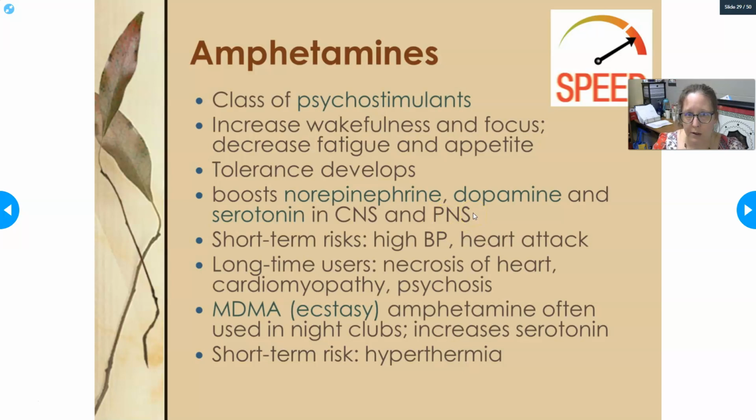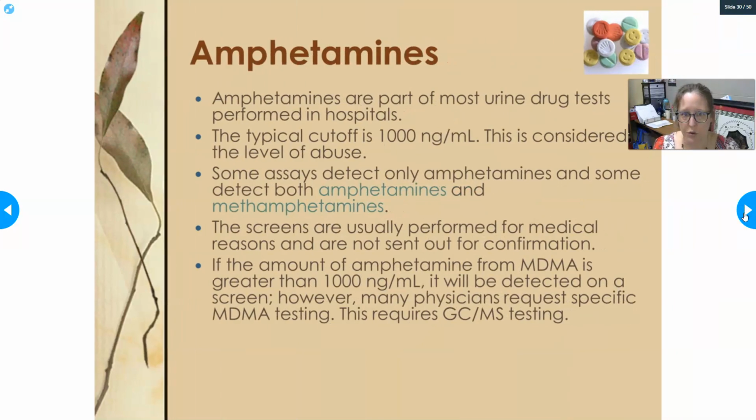The short-term risks of amphetamine use are going to be high blood pressure and heart attacks. The long-term use risks are going to be necrosis of the heart, cardiomyopathy, and psychosis. MDMA is also known as ecstasy. It is an amphetamine that is often used in nightclubs, and it increases serotonin levels. And the short-term risk of MDMA is going to be hyperthermia.